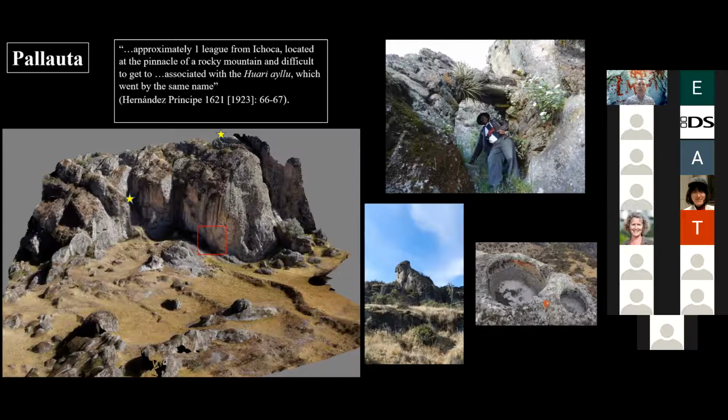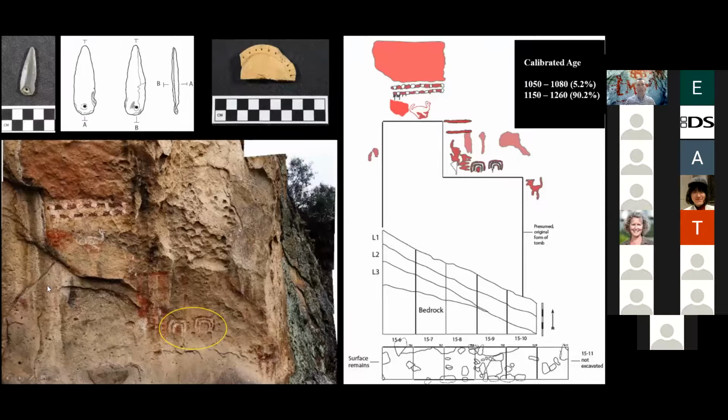Now the rock art panel for Payauta is right here in the red box, and it's overlooking these agricultural terraces here. Having a closer look at this rock art panel, I want to draw your attention to our circled image here. You guys might recall this from a previous slide. We have this double arc icon. This is what I interpret as being associated with the Payauta Aiju.